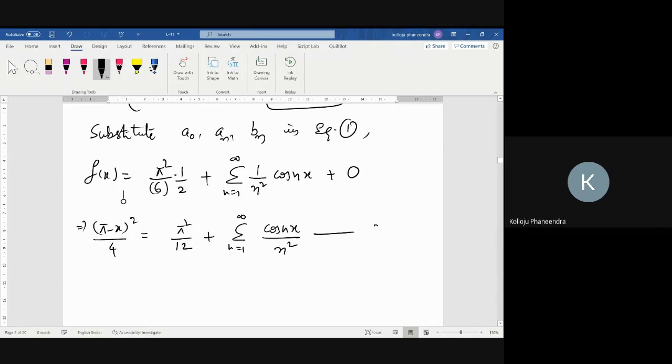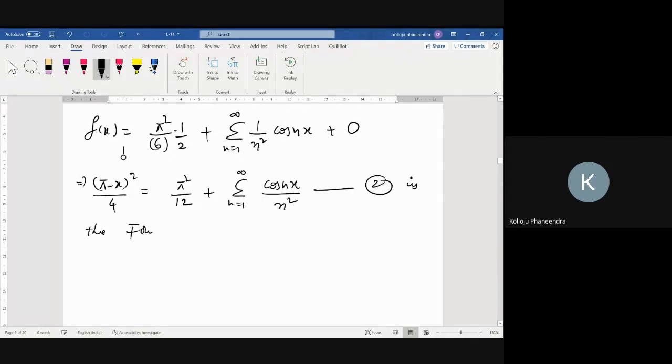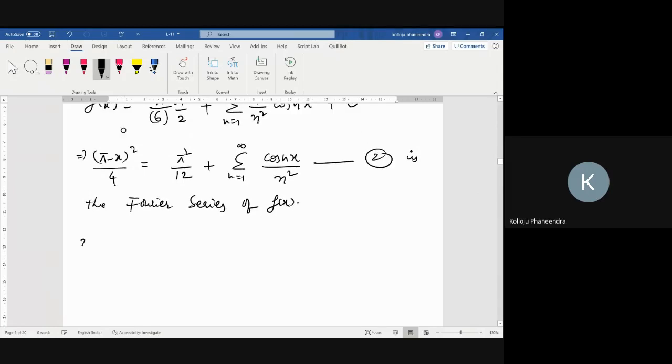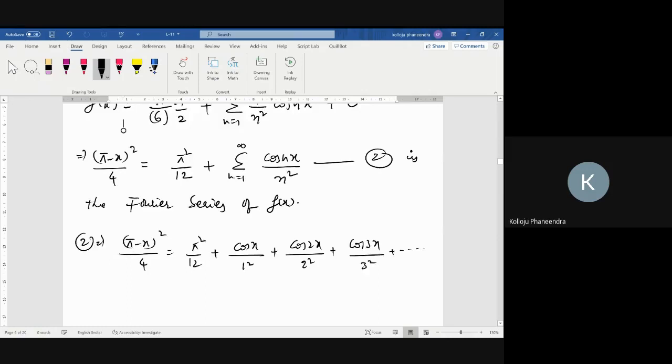This is equation 2, the Fourier series of f of x, the given function. Okay, this is over actually, but see what happens here. (Pi minus x) whole square by 4 equals pi square by 12. Let me expand this: cos x by 1 square, cos 2x by 2 square, cos 3x by 3 square, and so on, and so on.